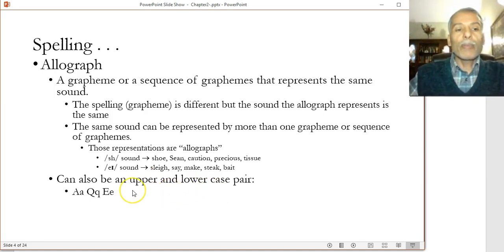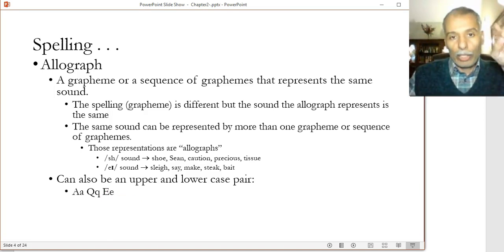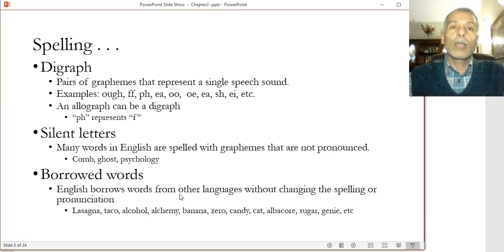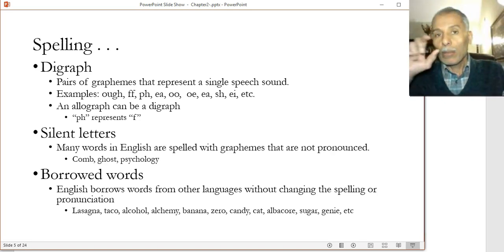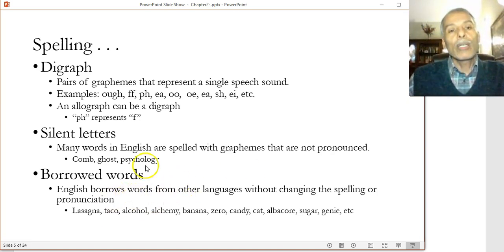Letters also can be upper and lower case. In the International Phonetic Alphabet, there are no uppercase letters. Every single symbol is unique, and it is written in just one single form. Then we have the concept again of digraph. Di means two. Graph means written symbol. So digraphs are pairs of graphemes that represent a single speech sound.